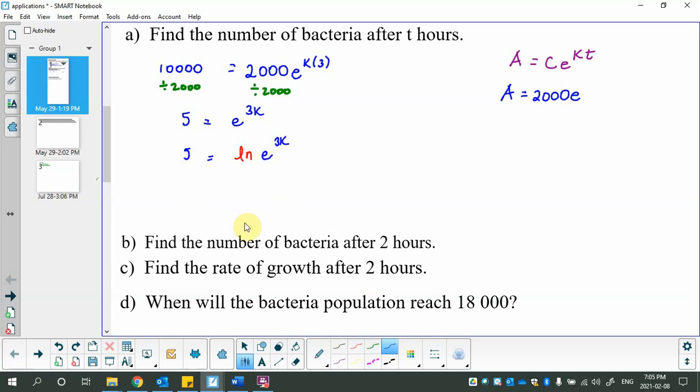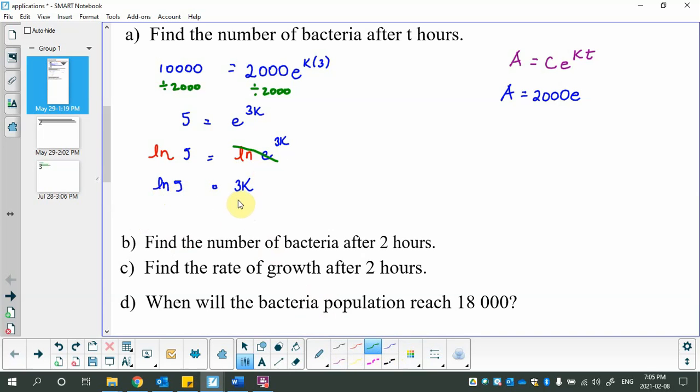And you're thinking to yourself, what's wrong with that? I can just kill off these guys and write 3k. And that is true, but you have to keep things balanced. So you have to ln both sides, not just one. So on the left-hand side, I still have ln 5, and on the right, we achieved what we wanted to achieve, and that is getting the letter down on the ground.